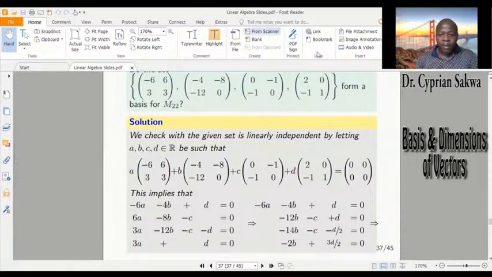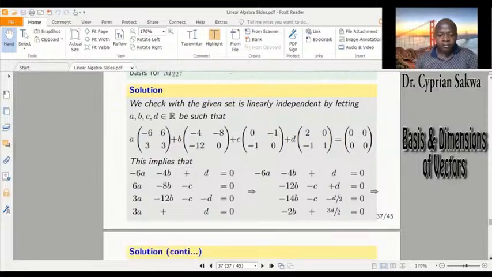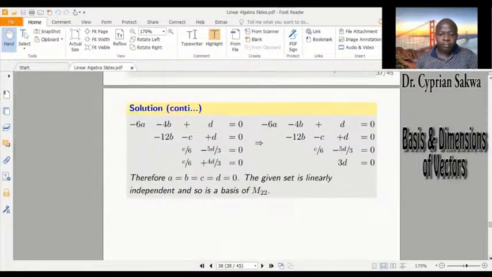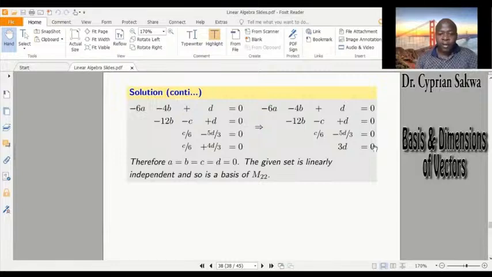And I reduced this to echelon form, and this is what I got. This is my final result when I reduce to echelon form. So I go straight to the last row here and see that D will be 0. And then proceeding to the third last row here, I found that again C will be 0. Then going to this, I would find that B will be 0. Then finally, going to the first row, A will be 0.